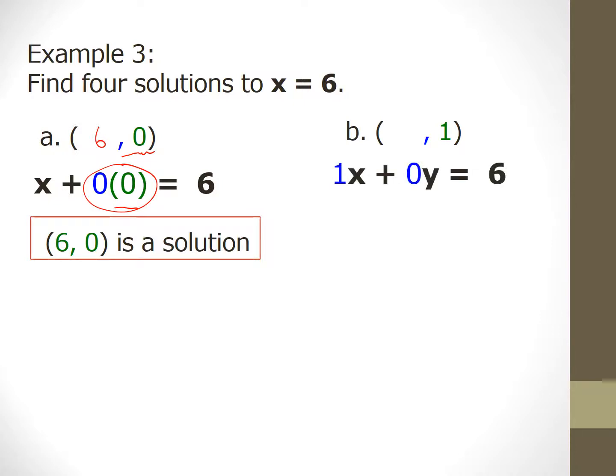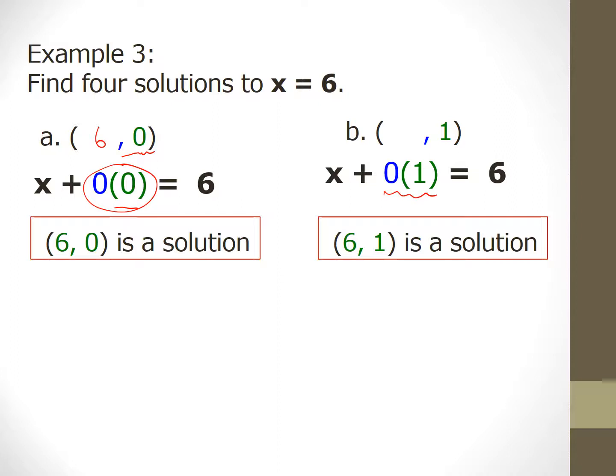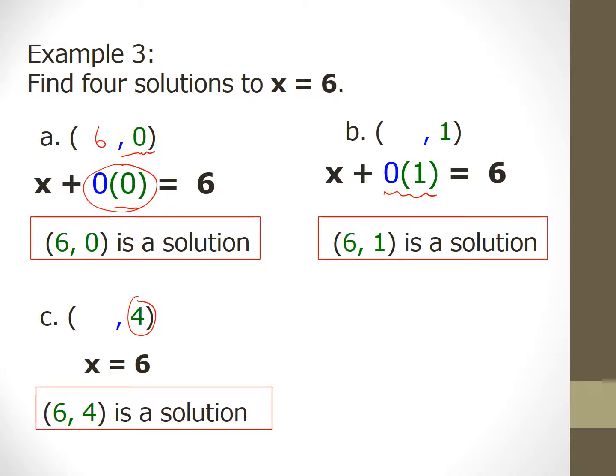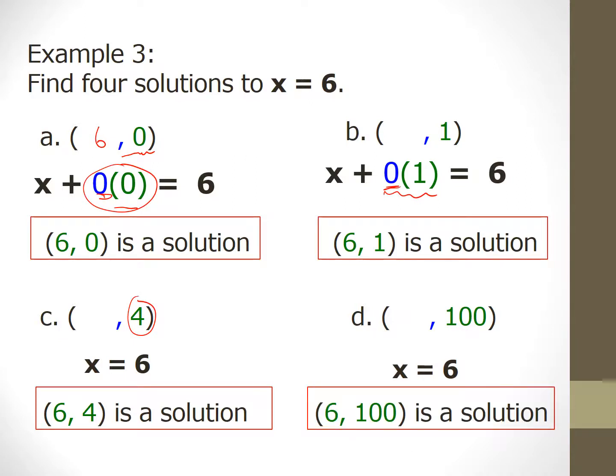Going on to the next one, what happens if y is 1? Here's our equation. If we put 1 in for y, again, 0 times 1 is still 0, and guess what? x equals 6. And as we step through this, you'll begin to see it really doesn't matter what value y takes on. If y is 4, x is 6. If y is 100, x is 6, because every time we put 4 or 100 in for y, it's still going to be multiplied by 0, which makes it 0. And so we can come up with infinitely many solutions.